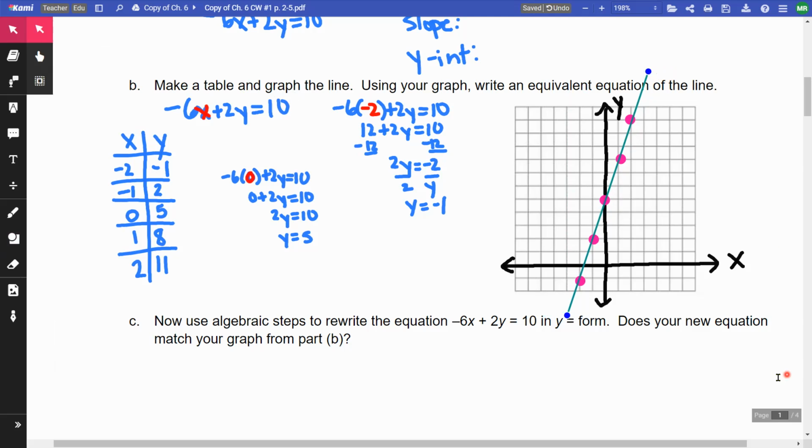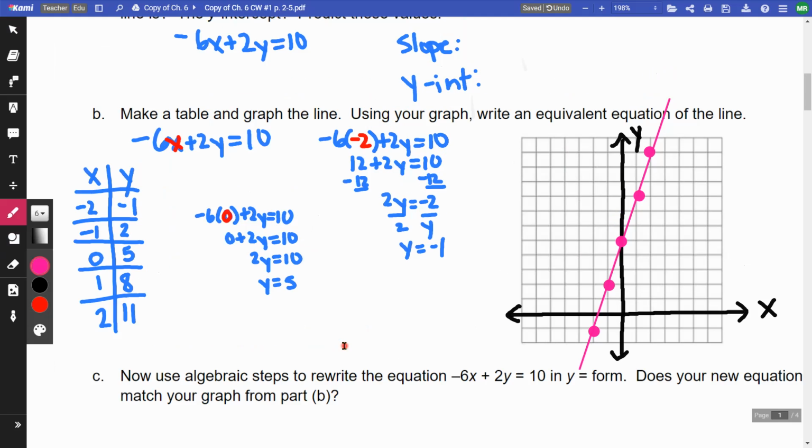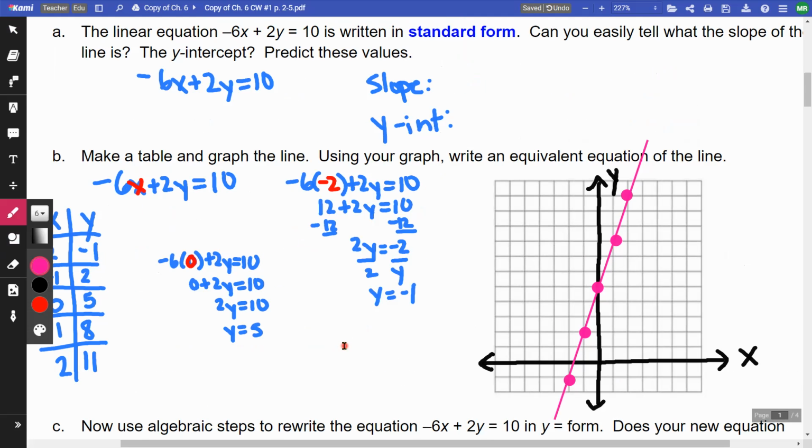Okay, so there's my line. Now, if you're looking at this, look and see the slope you have and the y-intercept you have. Do they agree with this picture? Because this is the graph of -6x plus 2y. If I am looking at this, my y-intercept is right here, at 0, 5. So my y-intercept should have been 5.